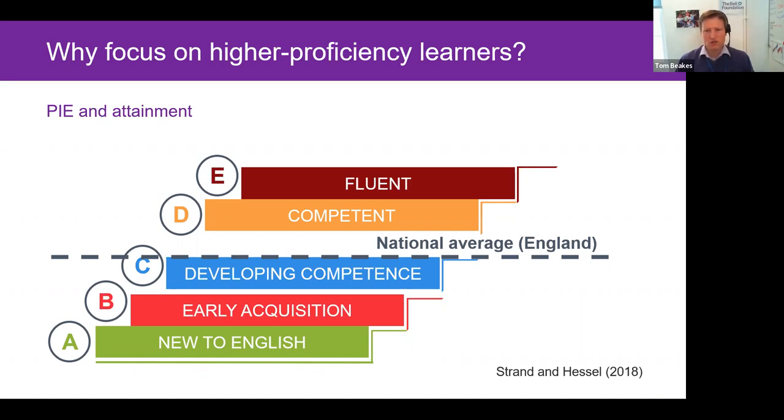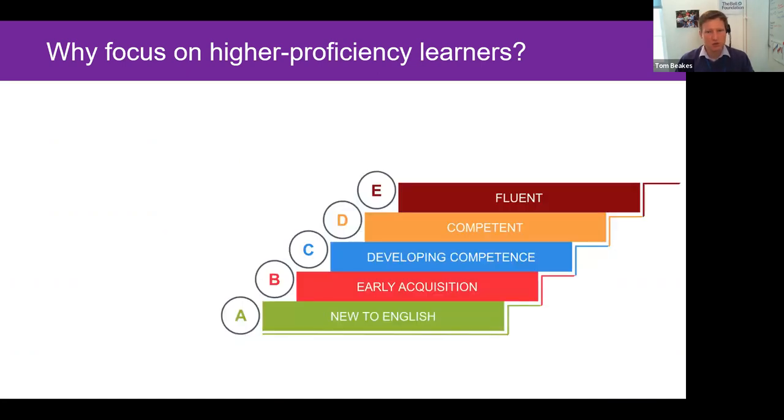And I think what this tells us is that it's important to keep offering that support beyond that C level, developing competence, which is where often children are taken out of targeted support and tend to be placed into mainstream lessons if your school has that system. But if we really want them to achieve their potential, then we need to keep providing that support, because what this data suggests is that the higher the language proficiency of our learners, the better they achieve academically. So we owe it to them to make sure that they become as proficient as possible during their time studying with us.